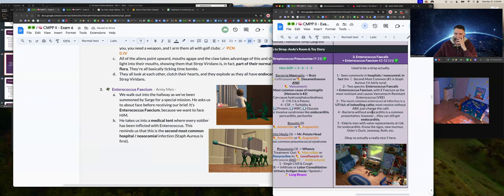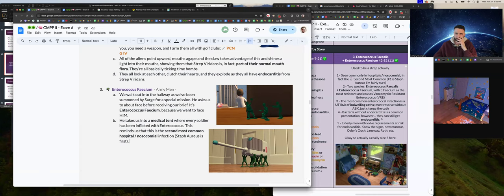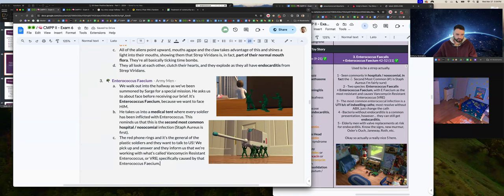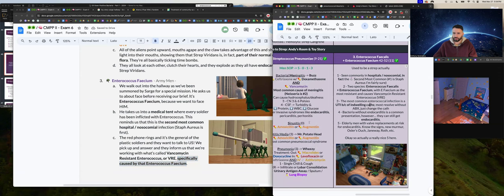Okay, two species. The most resistant one causes vancomycin-resistant Enterococcus. The red phone rings, and it's the general of the plastic soldiers, and they want to talk to us. We pick up and answer, and they inform us that we're working with what's called vancomycin-resistant Enterococcus, or VRE, specifically caused by Enterococcus faecium. So face them, face the music. Okay, the most common enterococcal infection is a UTI because of indwelling catheters. All right.